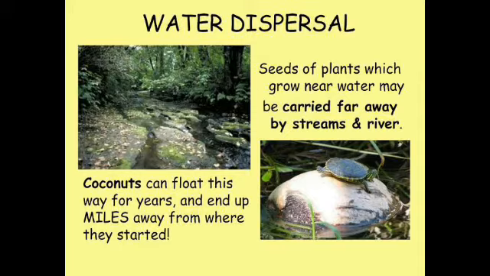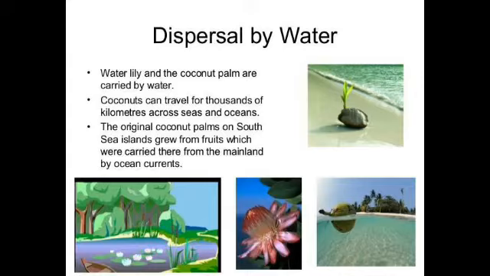See, seeds of plants which grow near water may be carried far away by streams and rivers. This could help the plants to move far away for the process of regeneration, or reproduction. So the coconut has a capability to be carried miles away from where it started. As I said, the coconut has a fibrous structure inside the nut so that it can easily be carried by the water. The other examples are water lilies, as I said, and lotus plants.